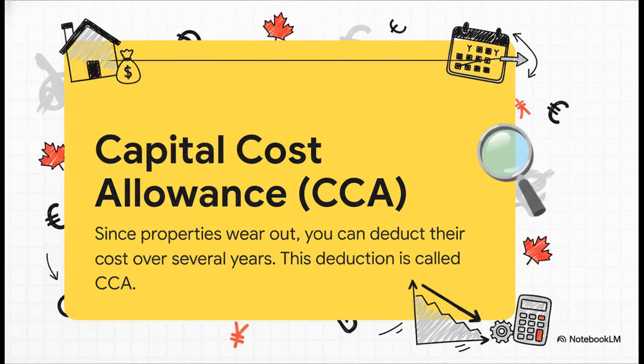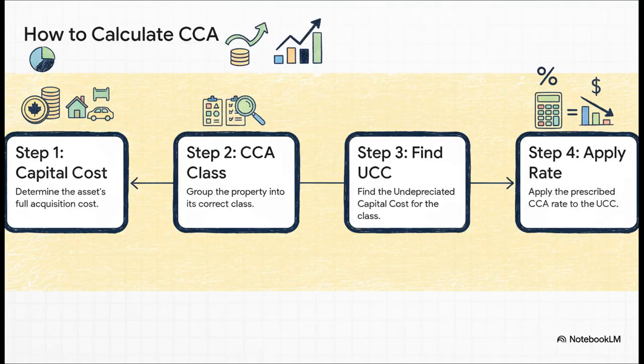See, you can't just deduct the full cost of a new truck in the year you buy it. Because that truck has a useful life longer than 1 year, the CRA lets you deduct a piece of its cost each year, over several years. And that annual deduction, that's the CCA. The good news is the calculation itself follows a clear 4-step recipe.